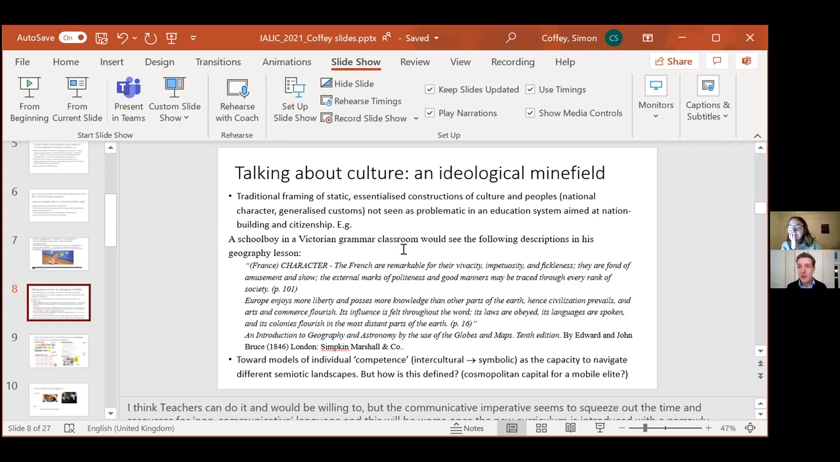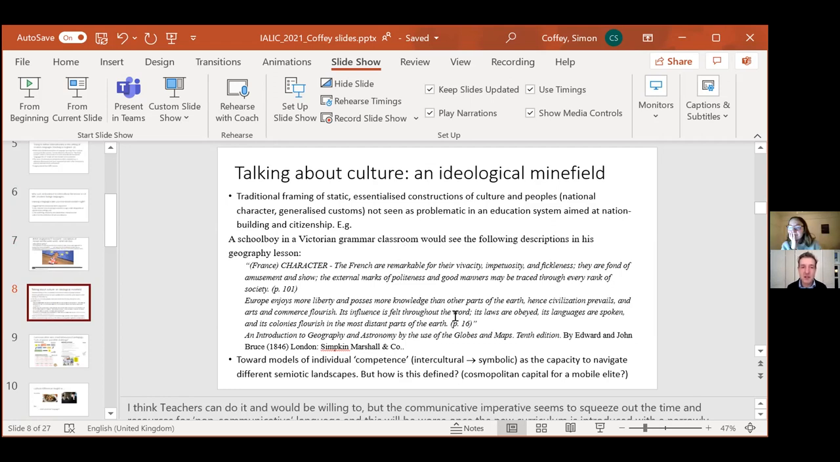On the one hand, we don't want to talk about quite static, essentialized notions of what culture is. They do this over there. But on the other hand, we become a little bit nervous around how we frame culture.